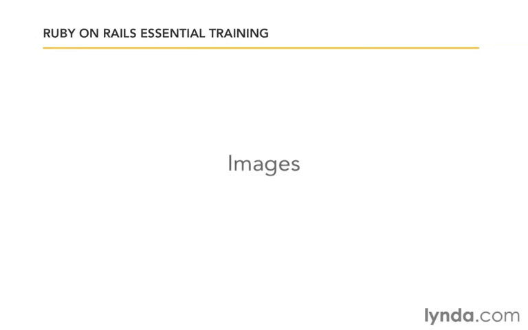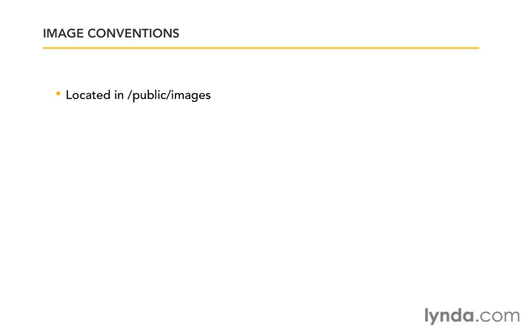We've seen the helper methods for style sheets and JavaScripts. Rails also has a helper for a third type of page asset, images. And images follow similar conventions to the other two asset types. Just like style sheets and JavaScripts, by default, Rails is going to expect that our images will be kept inside the folder public, inside a folder called images, which it's already created for us.